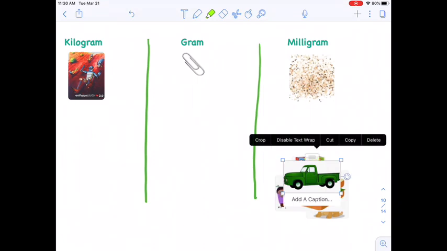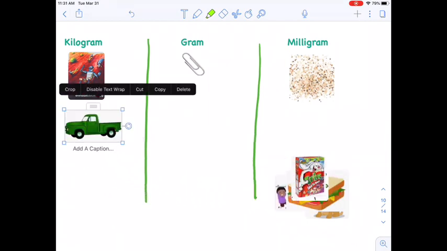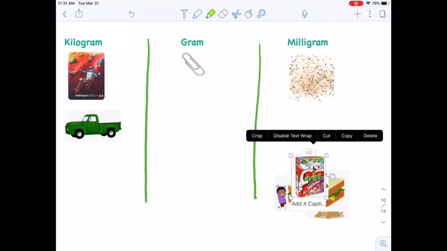So let's talk about a truck. Do you think it weighs more than a grain of sand? It does. Do you think it weighs more than a paperclip? It does. Do you think a truck weighs more than your math textbook? It does. So we would want to measure it in kilograms. It's more than our textbook, but it's not the size of a paperclip for sure. So we would measure this in kilograms.